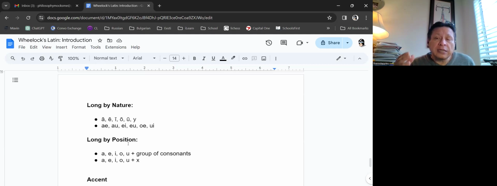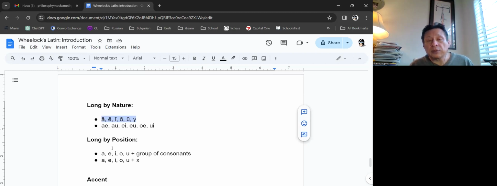Latin syllables are either long or short. If they're long, they can be long by nature or they can be long by position. A Latin syllable is long by nature if it contains one of these vowels, the A with a macron, the E with a macron, the I with a macron, right, and so on, or if it contains a diphthong. These are pronounced with a lot of air coming out, and this is what makes them long. So these are all long by nature. Just if you see them, you know that it's long.